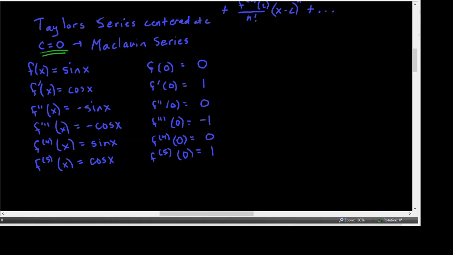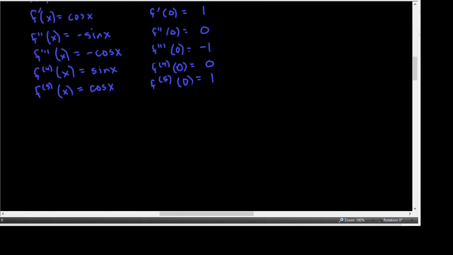Okay, so now let's write the power series. So the power series will be sigma from n equals 0 to infinity of the nth derivative evaluated at c, which of course is 0, because it's Maclaurin, divided by n factorial. Okay, that's our a sub n, that's our coefficient, times x minus 0, which is x, to the nth.